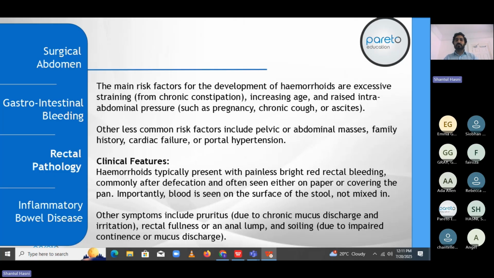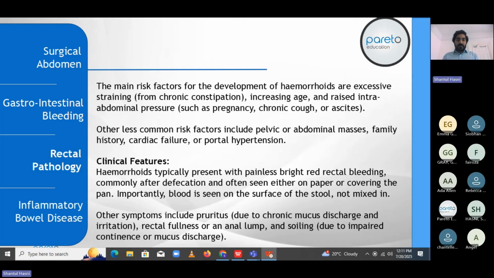Other symptoms would include pruritus due to chronic mucus discharge and irritation, rectal fullness or anal lump, and swelling as well. Sometimes the large hemorrhoids do cause rectal fullness, but if someone comes with rectal fullness, always make sure you do the PR examination to rule out any solitary rectal ulcers or rectal cancer as well.